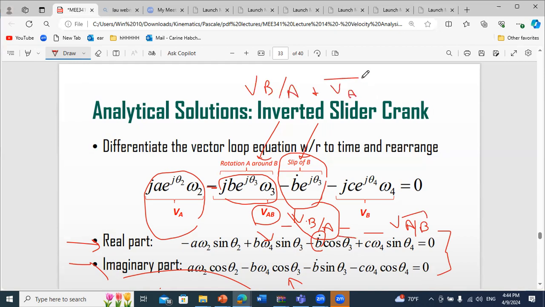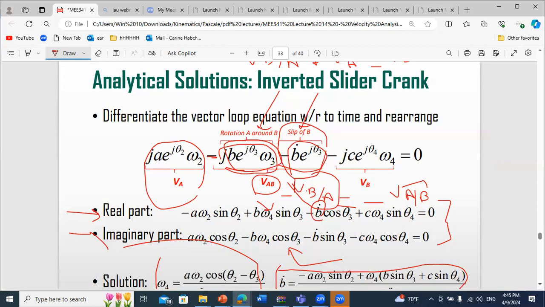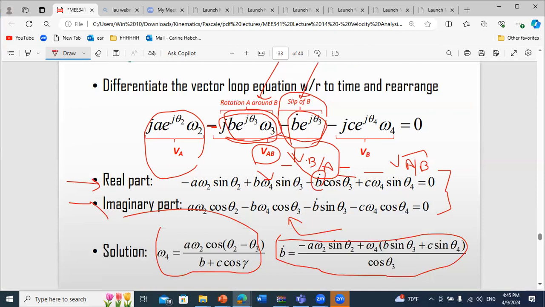And of course, if you do VB minus VB, you will get 0. Okay, so this equation will give you 0 because from the first 2 terms, you get VB. And then you do minus VB, so you will get 0. Okay, and to understand the physical meaning of your terms, you have one term that will give you the rotational component and one term that will give you the slipping component, okay? And then you have to solve for your 2 unknowns, which are B dot and omega 4, because omega 3 and omega 4 are equal, okay?